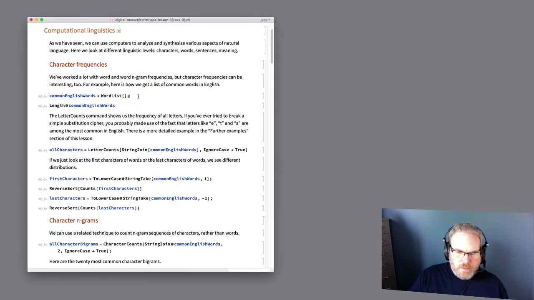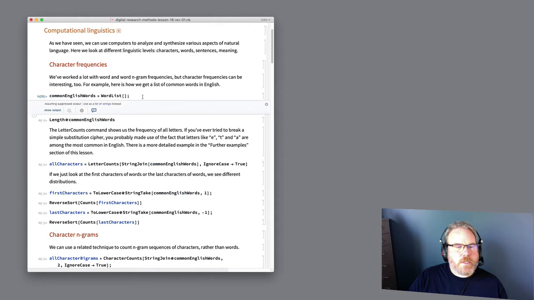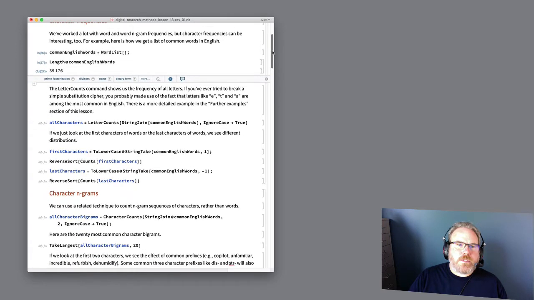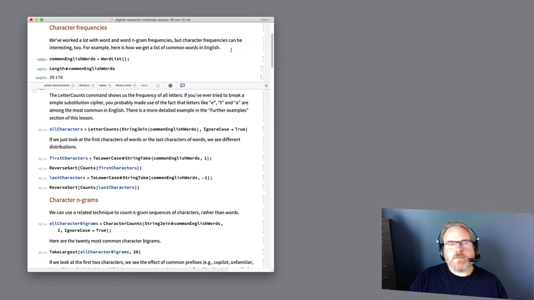I'm going to get a list of common English words. That's stored in the single common English words. There are about 40,000 of them. Now, we've worked a lot with word frequencies and n-gram frequencies, but character frequencies can be quite interesting too.